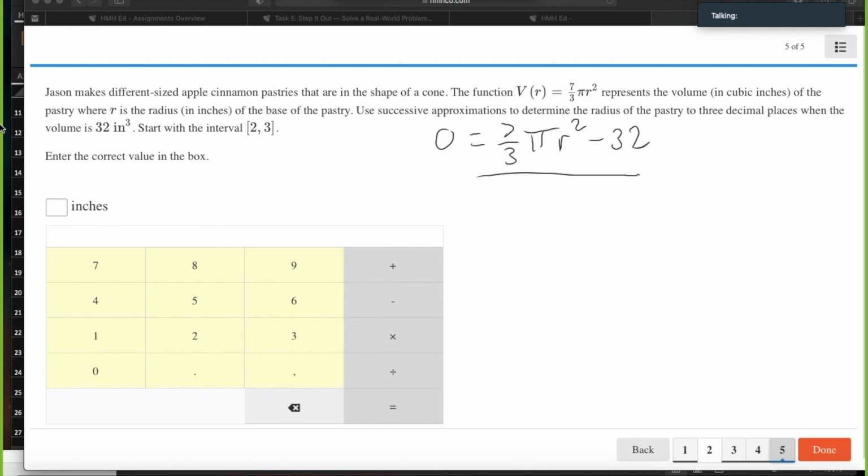So now I'm going to type in 2.1. I get 0.32. So 2.2, 3.4. 2.3. That's weird. I assumed so it's just getting bigger. So 2 is negative, 2.1 is positive. So it must be in between there, right?